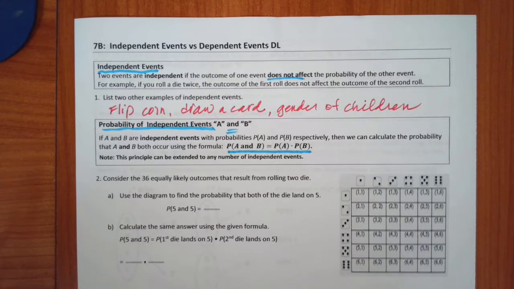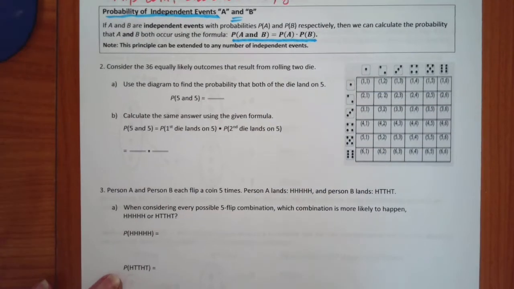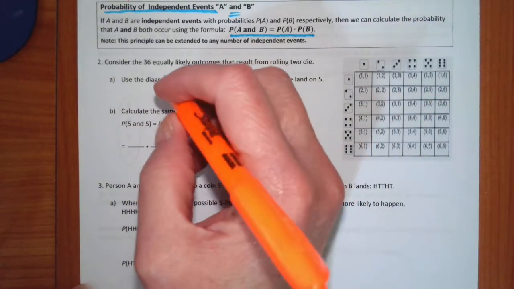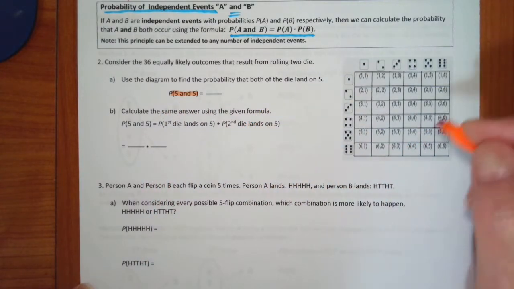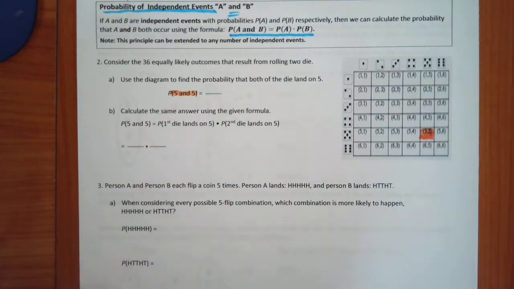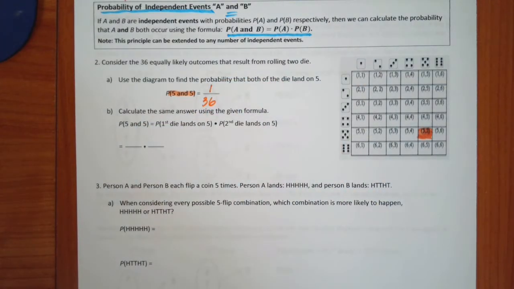So let's look at something that we have looked at before, which is the equally likely outcomes resulting from the roll of two dice. Now we looked at this and we created a probability distribution table for the sums. But first of all, we're just going to look at the chart and find the probability of 5 and 5. That means that the first one is a 5 and the second one is a 5. Well, there's only one way that can happen. So the probability of that event, just by looking at the chart, is 1 out of the 36 possible outcomes.